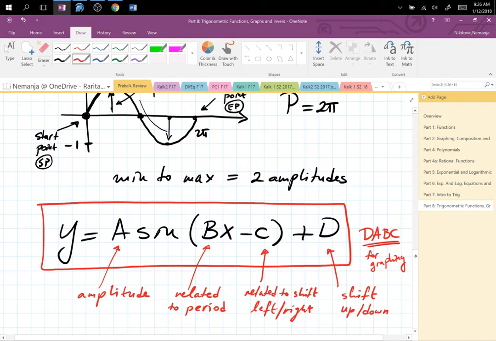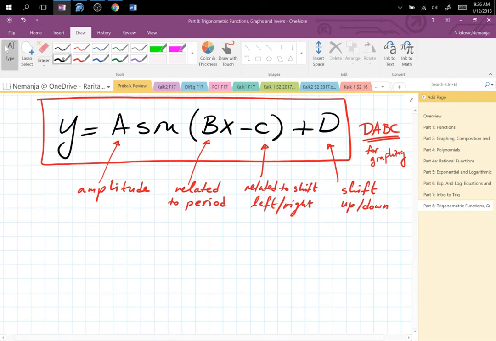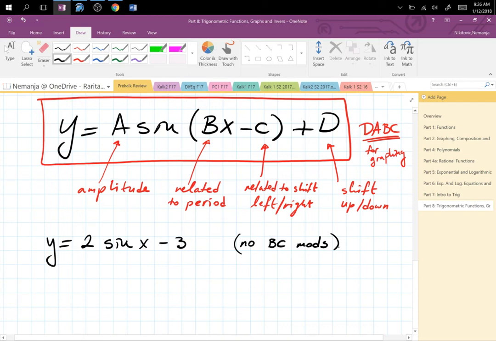So let's work on the example. We're going to start slow and upgrade. So first example, y equals 2 sine of, let's say, x minus 3. So as you can see, I do not have b and c. So in this case, no bc mods. All right, mods, modifications. So all we have is A and D.